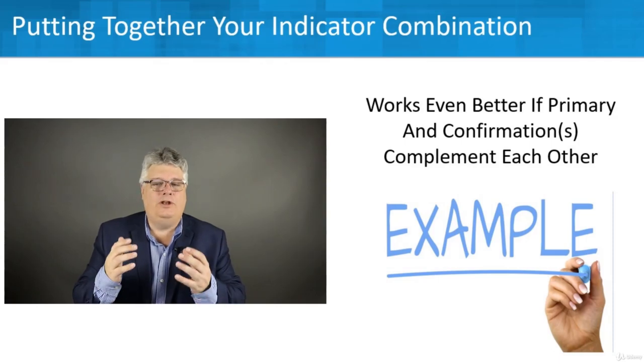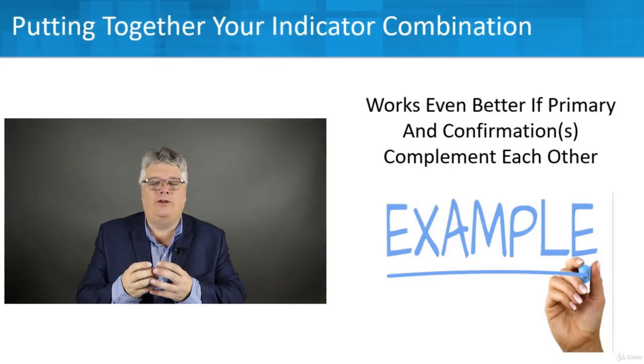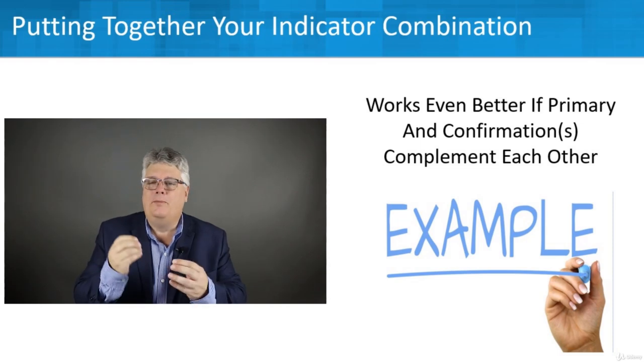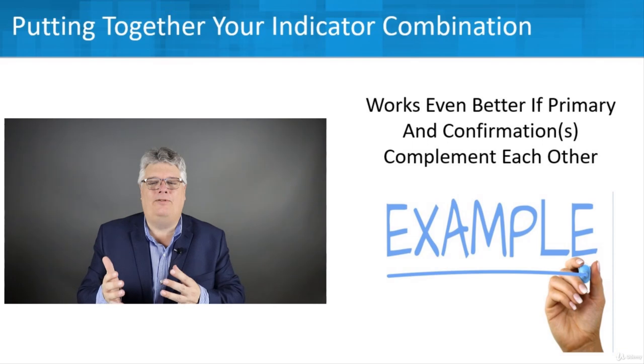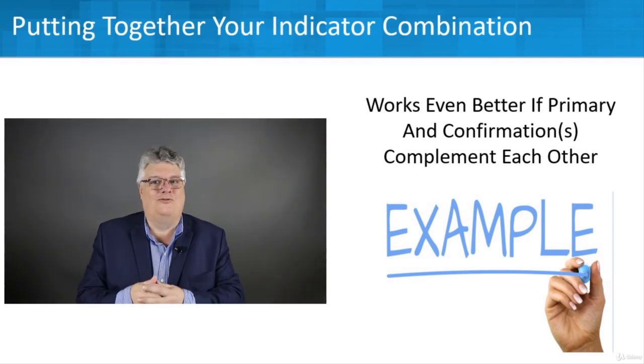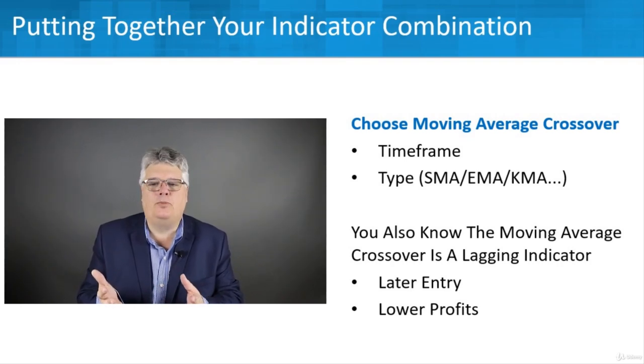All right, as we just learned, having a primary indicator and a secondary that complement each other is always a good, strong move. But there are ways to make that even better, and that's what we're going to talk about in this lesson. So we're going to look through an example of how that would work. Let's say you're choosing the moving average crossover as your primary, right?